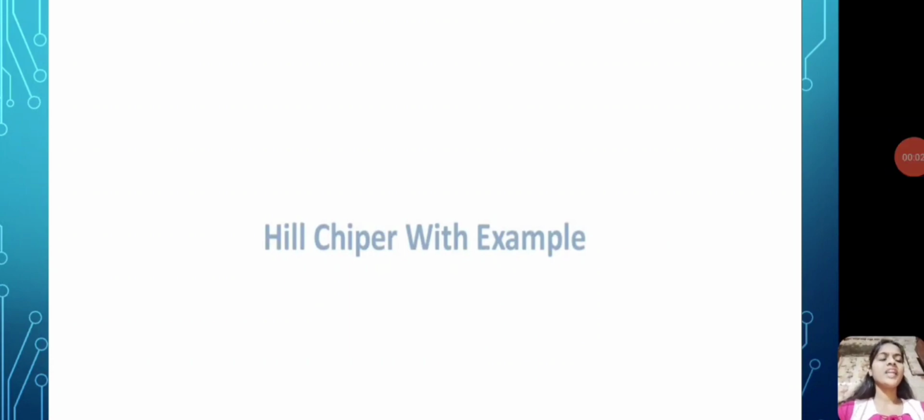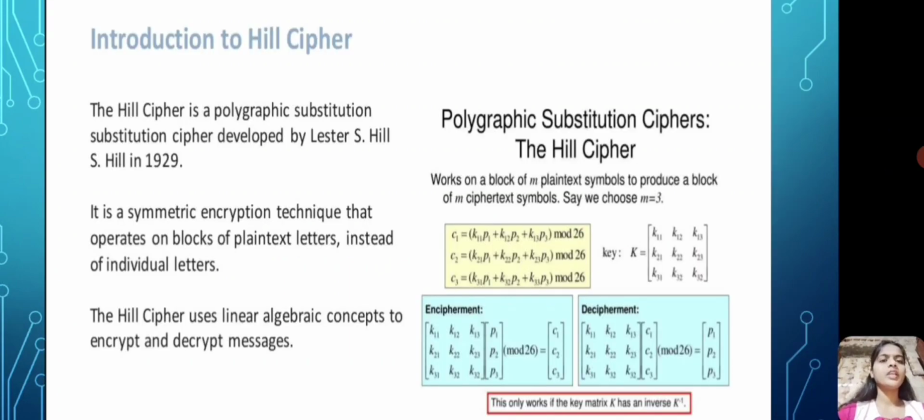Hill Cipher with an example. Introduction to Hill Cipher. The Hill Cipher is a polygraphic substitution cipher developed by Lester S. Hill in 1929. It is a symmetric encryption technique that operates on blocks of plaintext letters instead of individual letters. The Hill Cipher uses linear algebraic concepts to encrypt and decrypt messages.